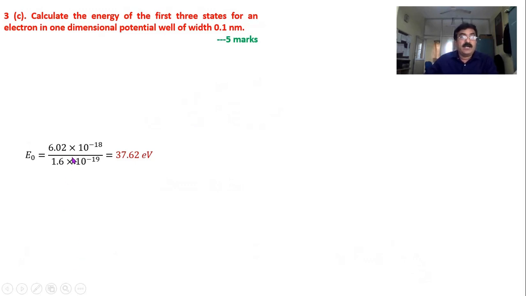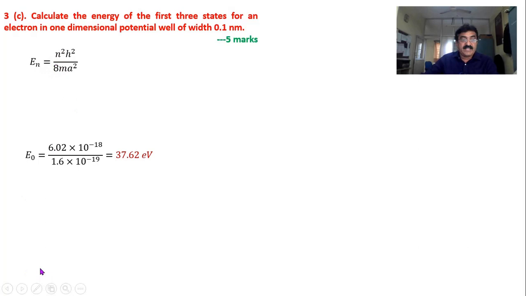Okay. Calculate the energy of the first 3 states for an electron in one-dimensional potential well of width 0.1 nanometer. This is a direct question and the equation is here. En is equal to n square h square by 8 ma square. n is the integer. If you take n is equal to 1, this becomes ground state. If you take n is equal to 2, this becomes first excited state. Like that you can take any value for n.